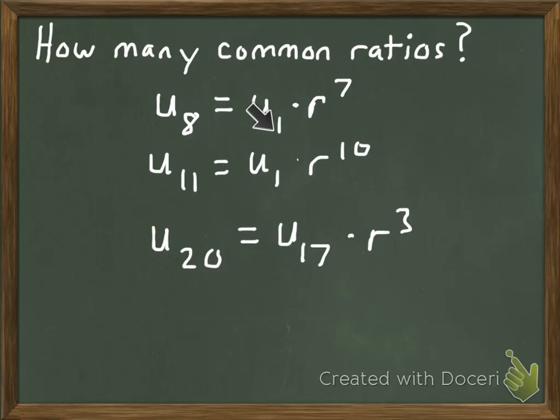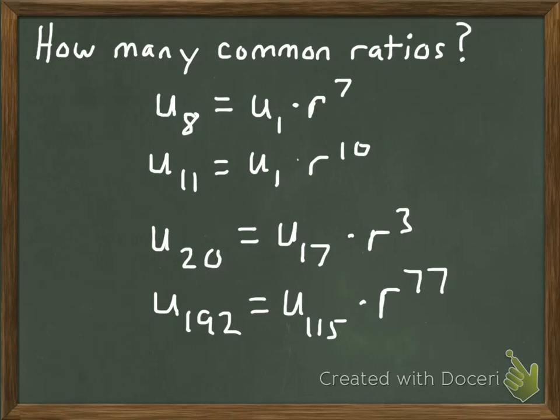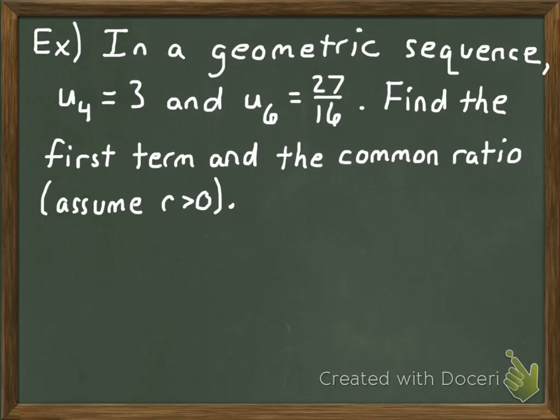Just like here, 8 minus 1 was 7. 11 minus 1 was 10. So if I wanted to go to the 192nd term from the 115th term, I would just have to multiply the 115th term times the common ratio 77 times, r to the 77th power, because that's what 192 minus 115 is. Alright, hopefully that makes sense. If you've got that down, then all of these problems that we're going to work with are going to be fairly simple.